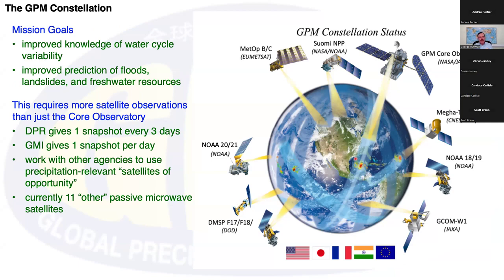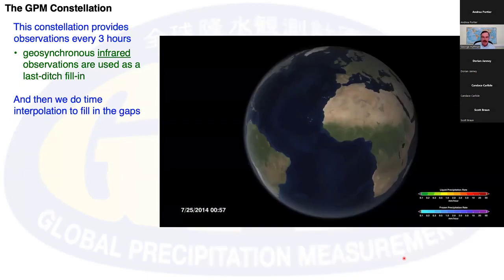And so we work with a bunch of other agencies in the US and abroad to get more precipitation relevant so-called satellites of opportunity, which is to say, they're running the satellites for their own purposes. They send us the data. Currently, we have 11 of these others. And so the GPM core observatory is up here, and then we sort of list the others. Notice the flags. We got Japan, France, India, and the European Union.